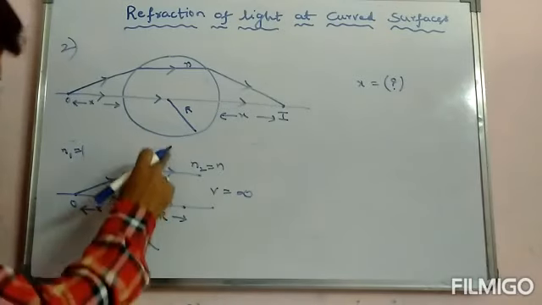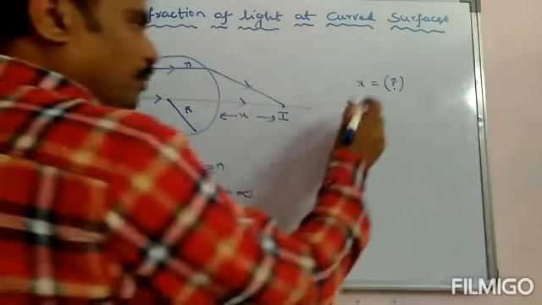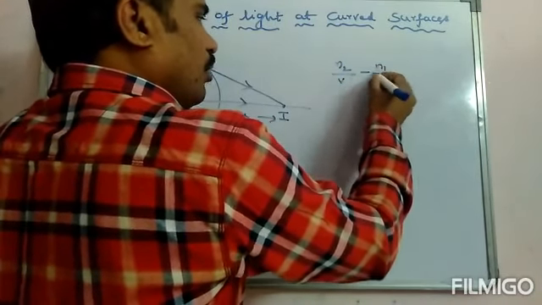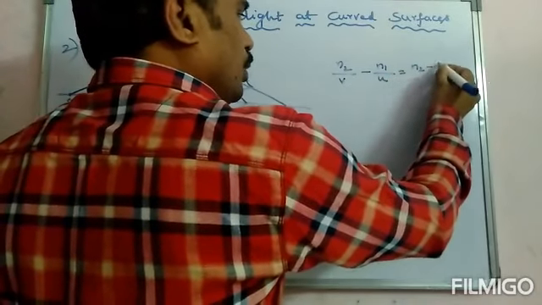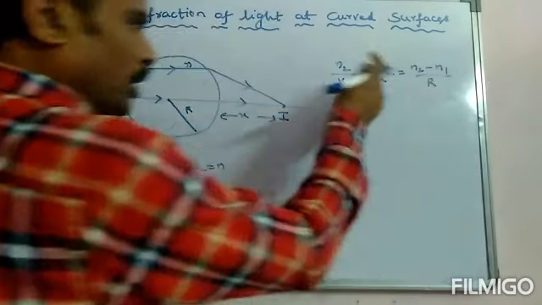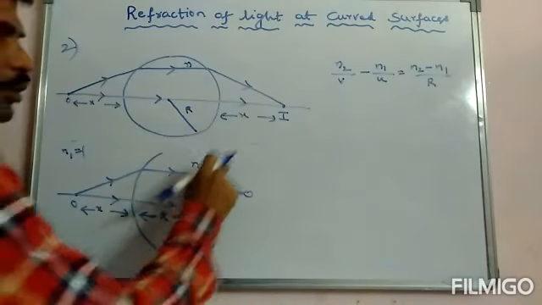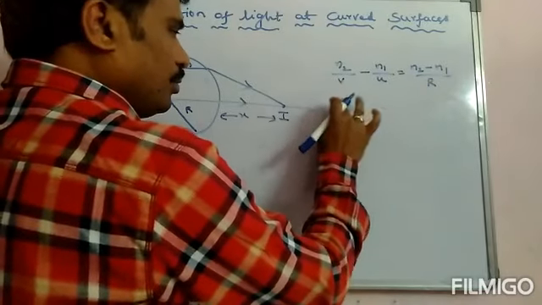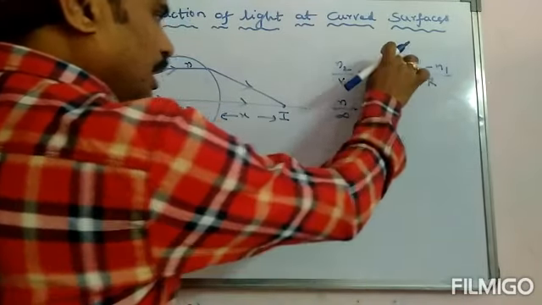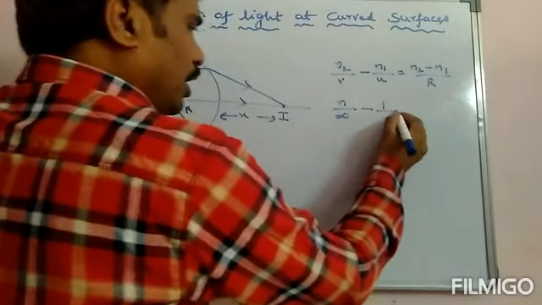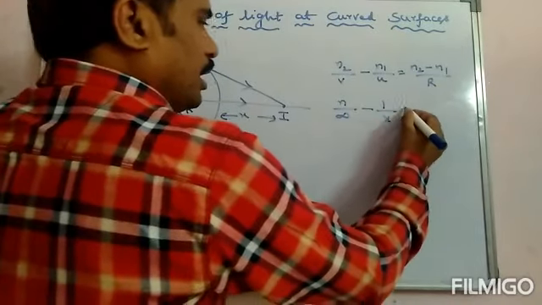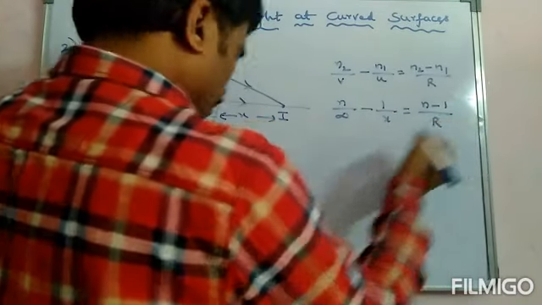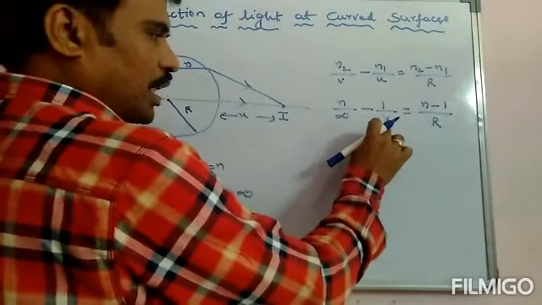Right. Now which formula must I use? The curved surface formula. So what is the curved surface formula? n2 by v minus n1 by u equals n2 minus n1 by R. Now let us substitute all these values. What is n2? n2 is n, and image distance is infinity. n1 is 1, and object distance is x, and the numerator is n minus 1, over radius of curvature R. Now I must calculate the x value.